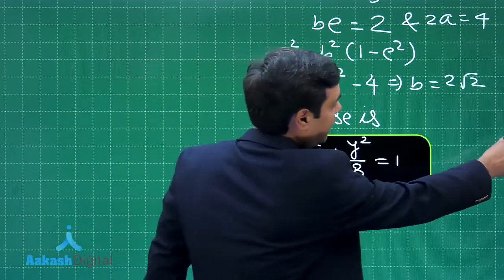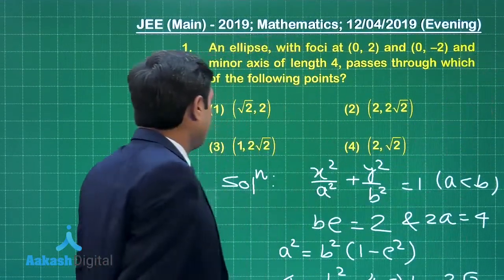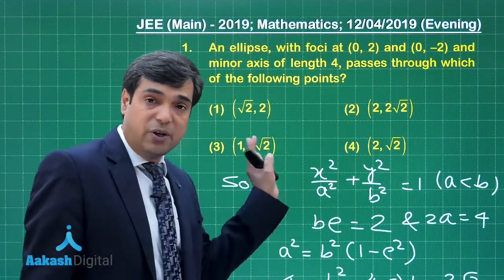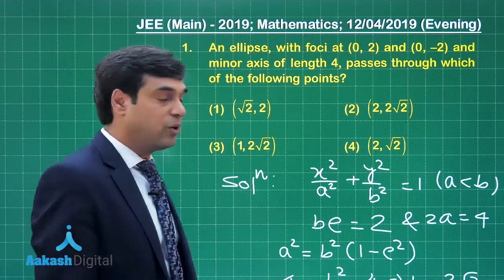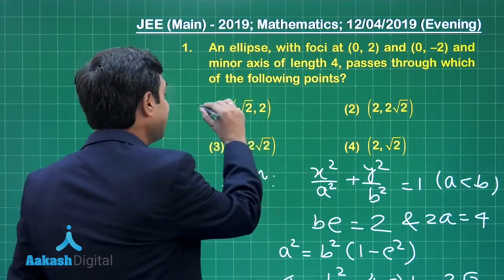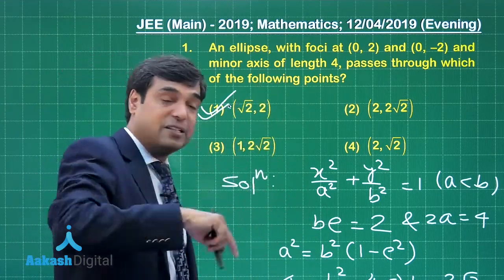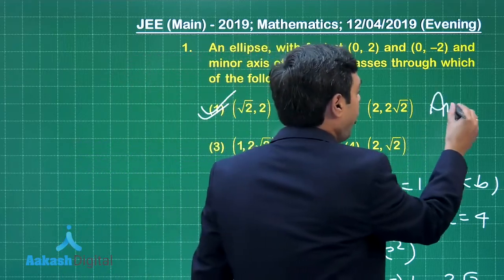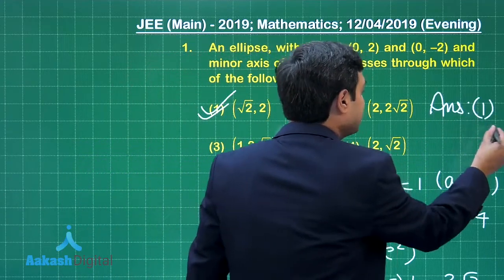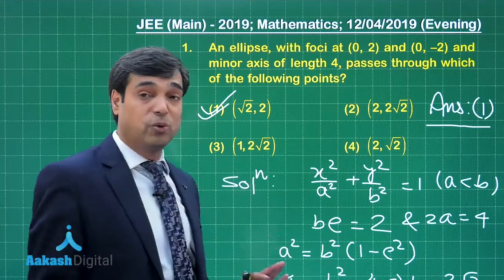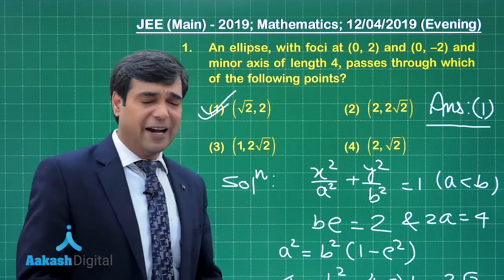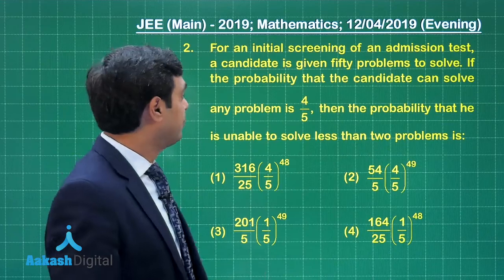Now if I look at the given options, (√2, 2), when you substitute for x and y as √2 and 2, you clearly see, yes, this is the correct answer as it is satisfying the equation of the ellipse. So the point given in option 1, that is (√2, 2), satisfies this equation. Let's move on to the second question.